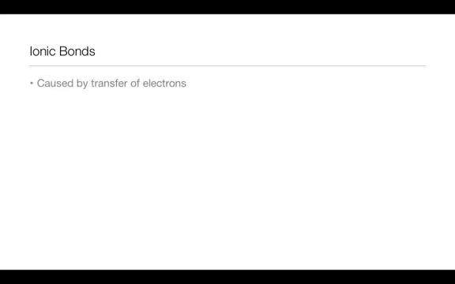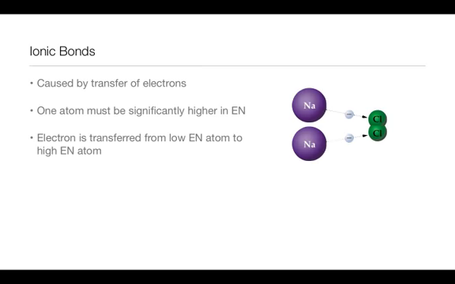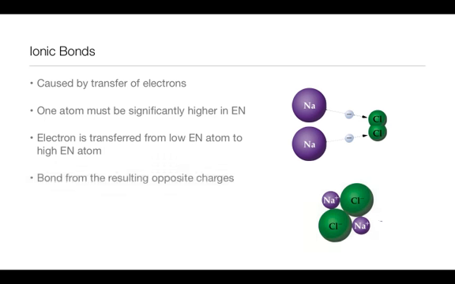An ionic bond then is just the other extreme, opposite of the nonpolar covalent bonds. It's caused by transfer of electrons, and one atom is going to have to be significantly higher in electronegativity than the other. The significantly larger electronegativity atom is going to attract the electrons from the lower electronegativity atom. In this case, we have sodium giving electrons up to the chlorine. When that happens, we form sodium ions and chloride ions.